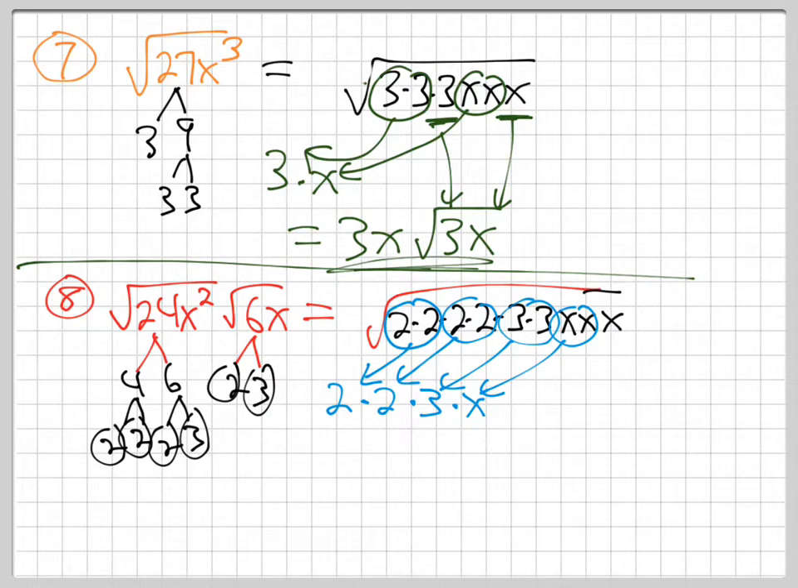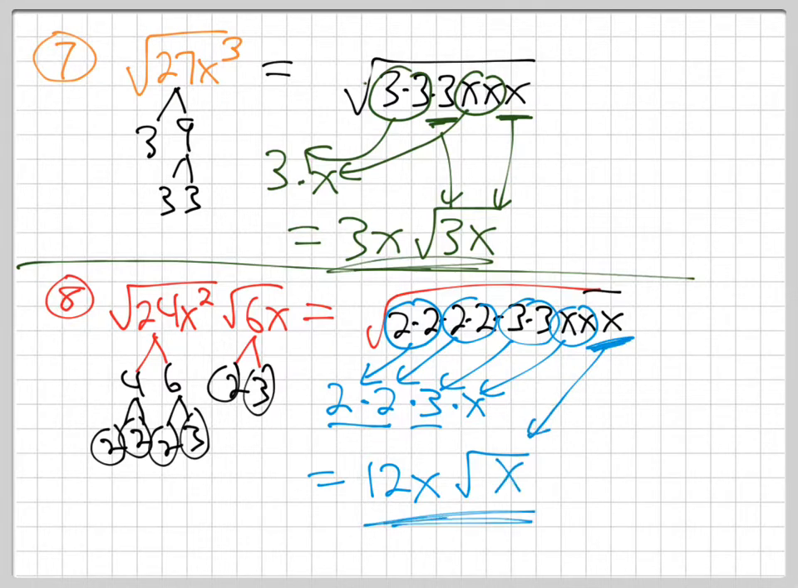So what do they do when they come out? They multiply just like they were on the inside. You can use your calculator or do it by hand, either way. Just as 4 times 3 is 12x. What's left in the root? This extra x. There it is. 12x root x is our answer. I made that bigger for no good reason. Just 12x root x, just like that.